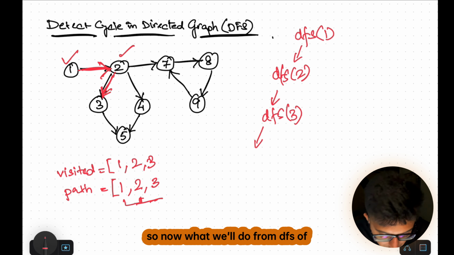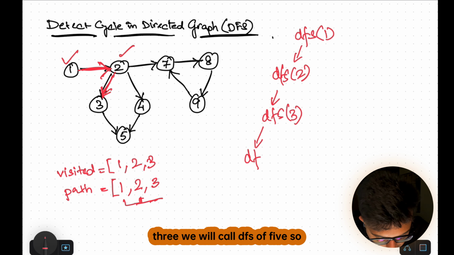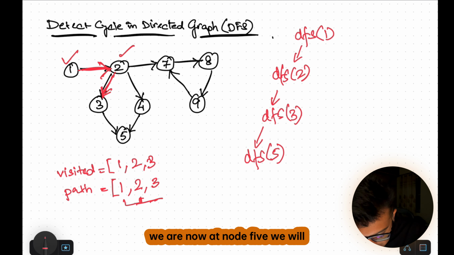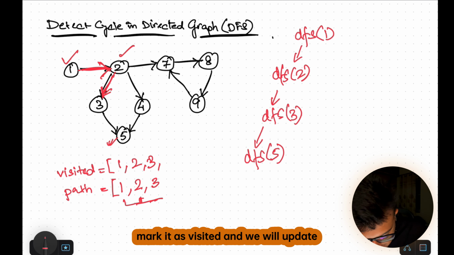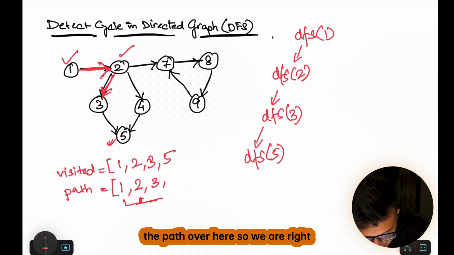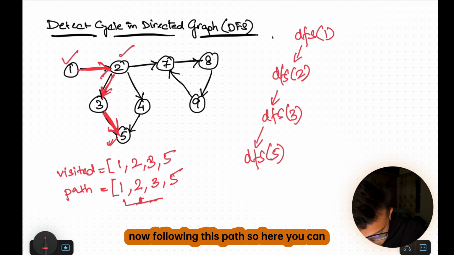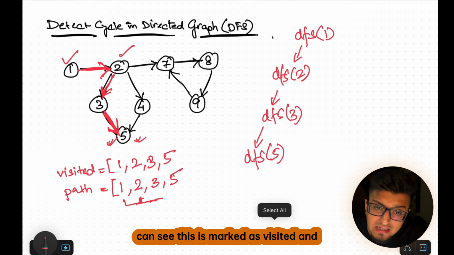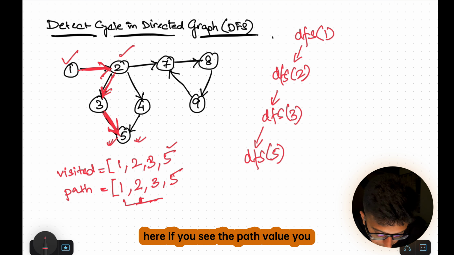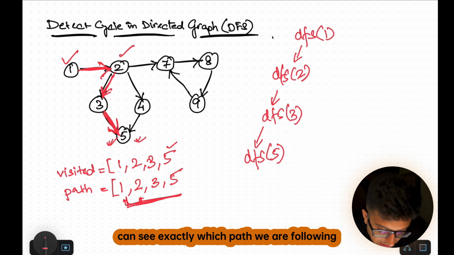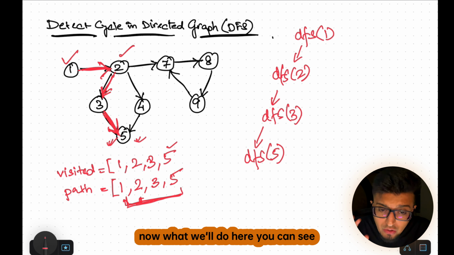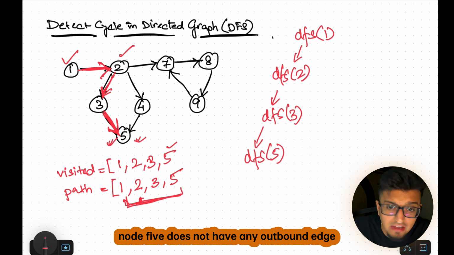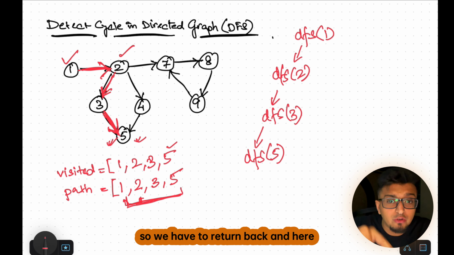Now from DFS of 3, we will call DFS of 5. So we are now at node 5. We mark it as visited and update the path over here. We are right now following this path. Once we are at node 5, you can see it is marked as visited, and if you see the path value, you can see exactly which path we are following. Now node 5 does not have any outbound edge, so we have to return back.